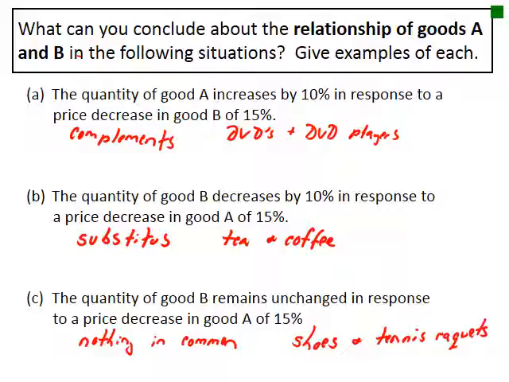But let's make sure, so let's say tea and coffee. And let's go back to the question. The quantity of good B decreases, so less coffee is consumed in response to a price decrease in good A of 15%. If the price of tea goes down, we would expect people to consume less coffee because they would switch their purchase to more tea. The quantity of good B remains unchanged in response to a price decrease in good A of 15%. So nothing in common.